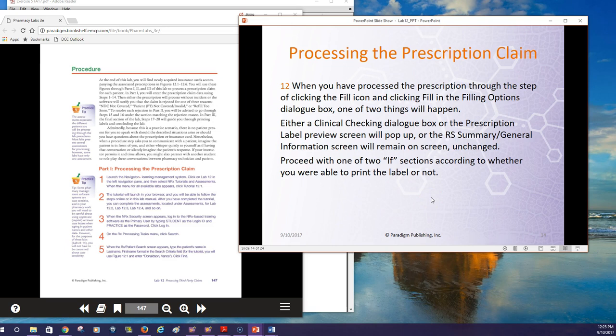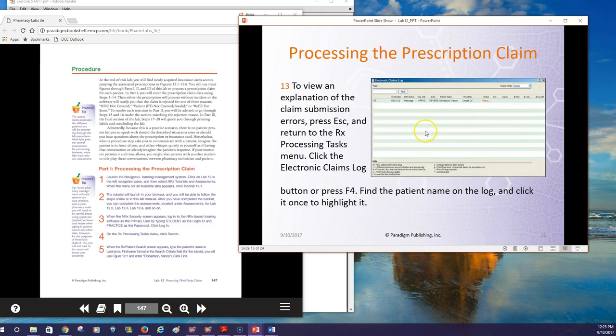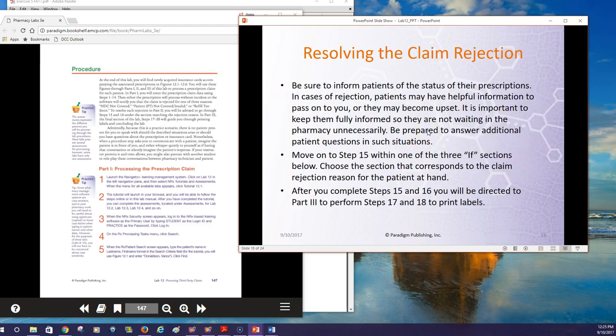So you'll go through the process of processing the insurance claim as laid out in your book. Now, resolving a claim rejection. If you do all of this processing and then they say, no, we're not going to authorize it, you need to inform the patient of the status of their prescription. In case of a rejection, the patients may have helpful information to pass on to you, or they just may become upset. Oftentimes, the reason is they didn't give you updated insurance cards. Keep them fully informed so they aren't waiting.